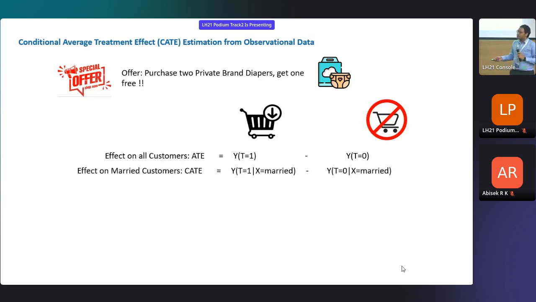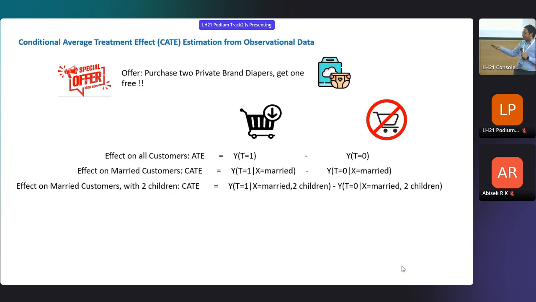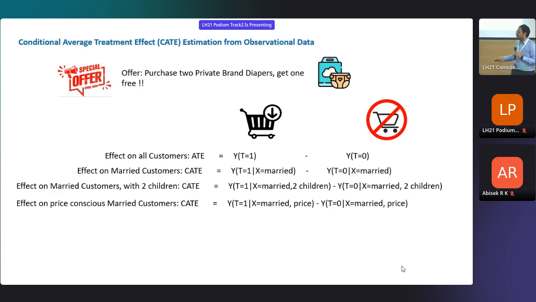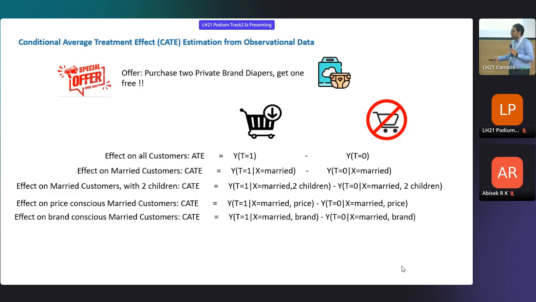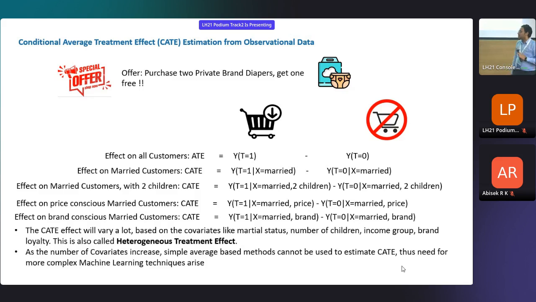Now, of course, this might change a lot if the customer is married, and again, if there are two children, then the impact will change, right? Then if the customers are price conscious, there will be a different effect. Whereas if they are brand conscious, if they want to choose their favorite brands, it might have a different effect. So these different effects in the different groups of customers are called the heterogeneous treatment effect.